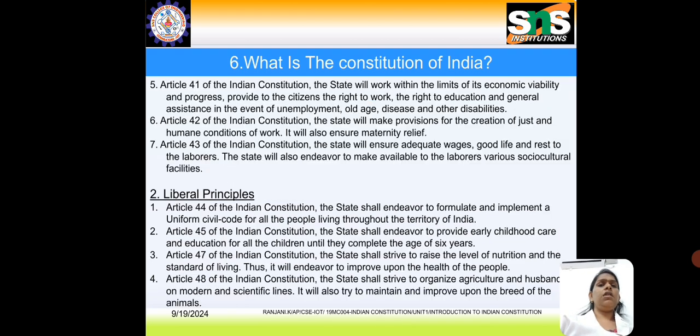Next is the liberal principle, where the state should formulate and implement a civil code, and the state shall provide early childhood care and education for all children, and it also strives to raise the level of nutrition and standard of living, and organize agriculture.